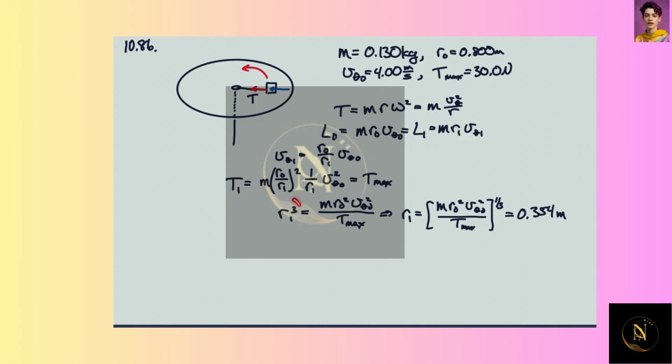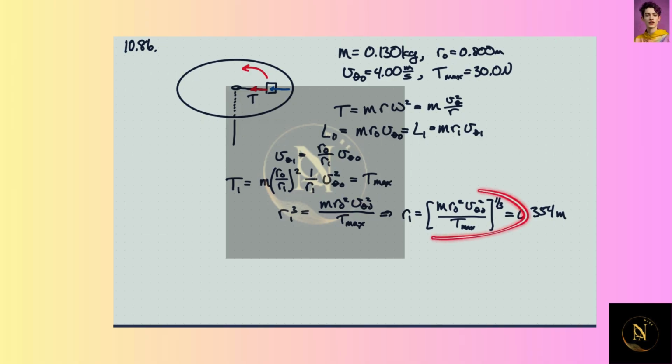So we solve for that. We get r1 cubed is m r naught squared v theta naught squared all over T max. So r1 is the cube root of that. And we have values for all of these things, and plugging them in we get 0.354 meters.